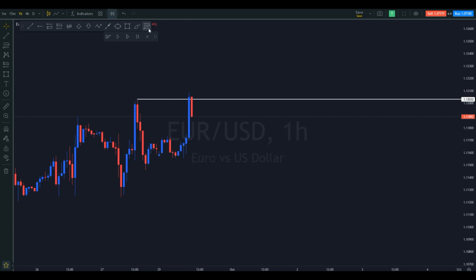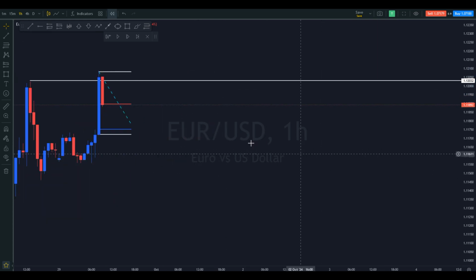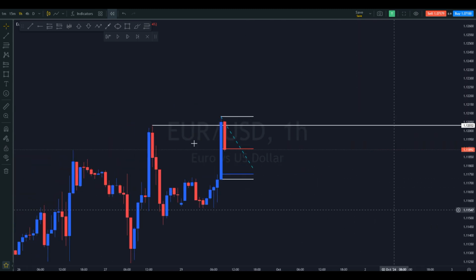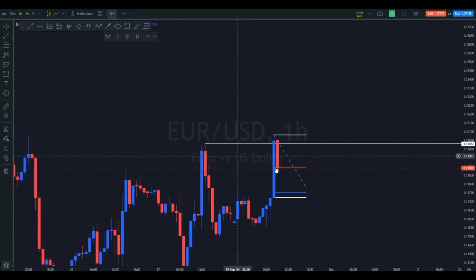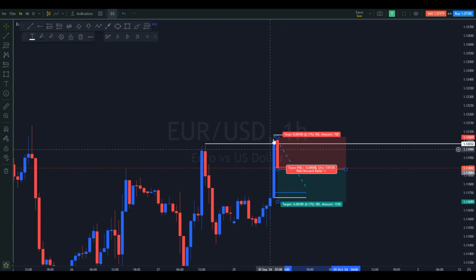Okay, and yeah, our first entry, guys, will be right here. When price retraces 50% of the bullish candlestick, we're going to enter when price goes below our 50% retracement. Let me zoom in, guys. So right here you can see that price closed below our 50% retracement. You got it? So right here will be our entry.